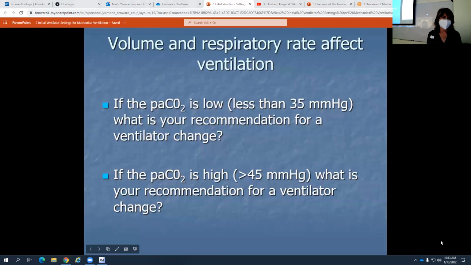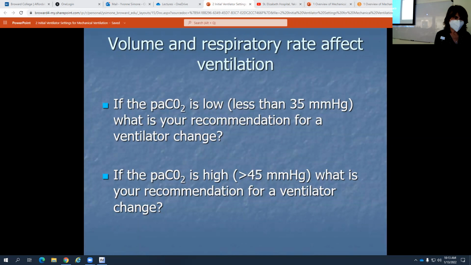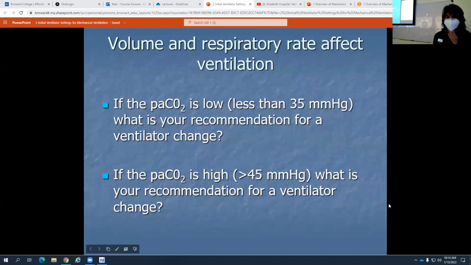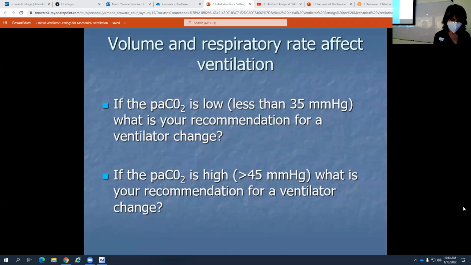Okay, so the answer, if CO2 is low, what is your recommendation for a ventilator change? We need to retain CO2 by decreasing the respiratory rate or decreasing the tidal volume. So that's the main statement. CO2 is affected by minute ventilation, and that includes tidal volume and respiratory rate.